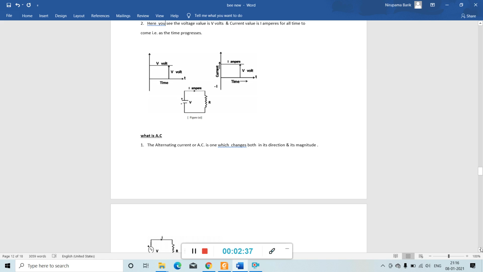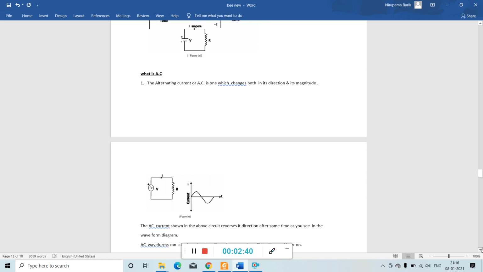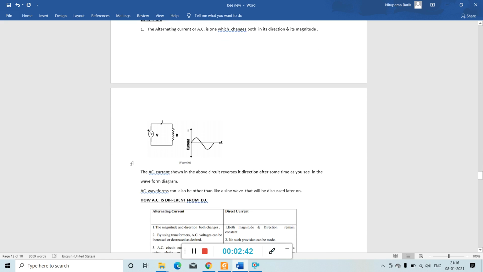So similarly in the alternating current case, see here an AC voltage source is connected. This is the resistance connected to this source, and once the circuit is closed, I amount of current is flowing through this circuit. So here the waveform of the I current is like this. The AC current shown in the above circuit reverses its direction after some time, as you see, for some time it is in positive direction and for some time it is in negative direction.